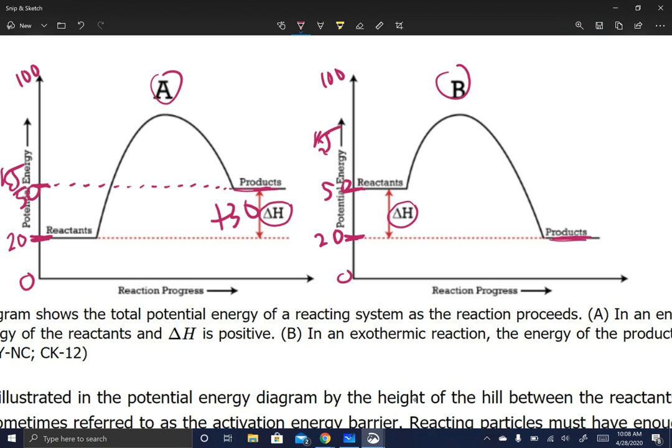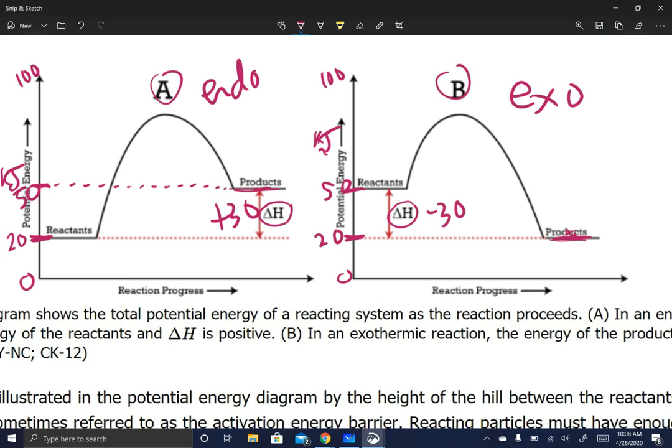If you start at 50 and you walk up the hill and then you come down the other side, and now you're standing here, you've actually decreased by 30. So that's negative 30. So this one is actually exothermic, and this one is actually endothermic.